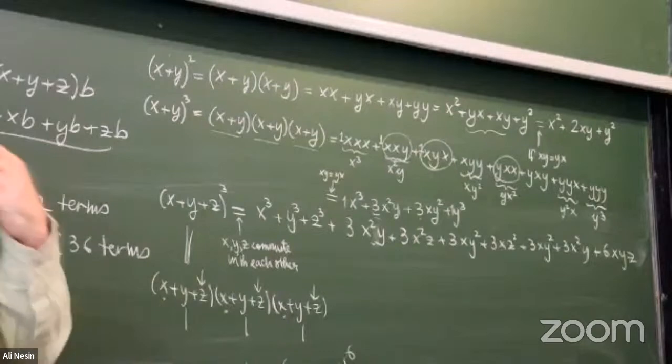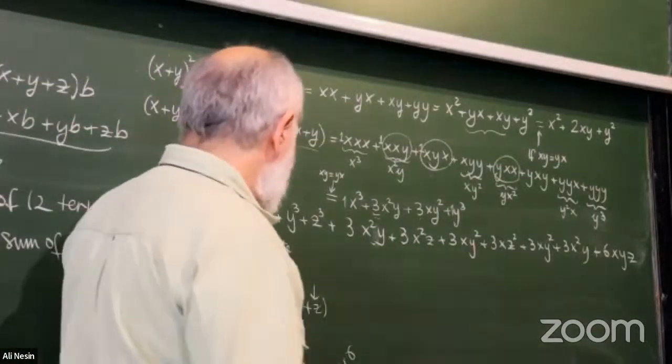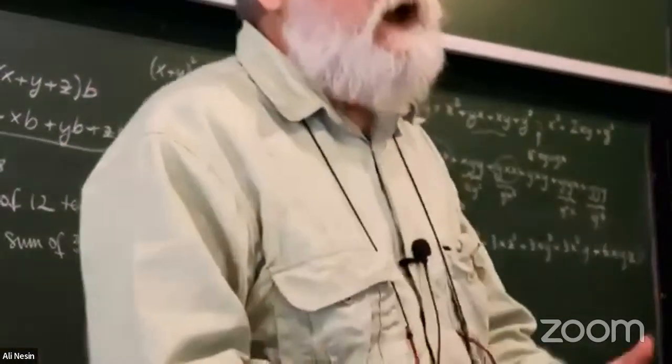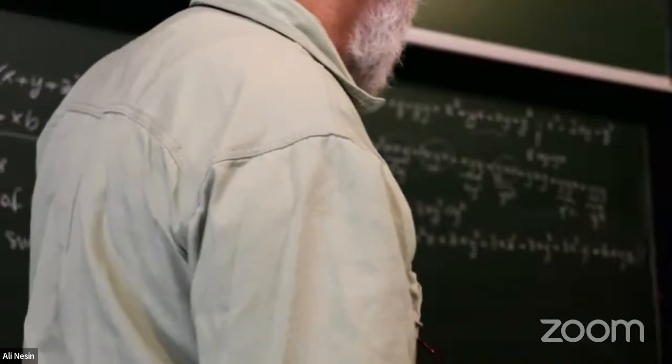I will have 4 to the 6 terms. But if x, y, z, t commute with each other, then I will have fewer terms, but with higher coefficients, of course. The sum of the coefficients, again, will be 4 to the 6, whatever it is.